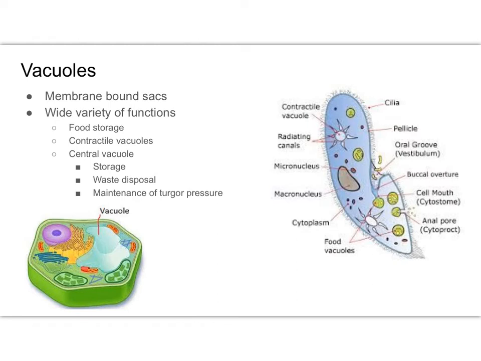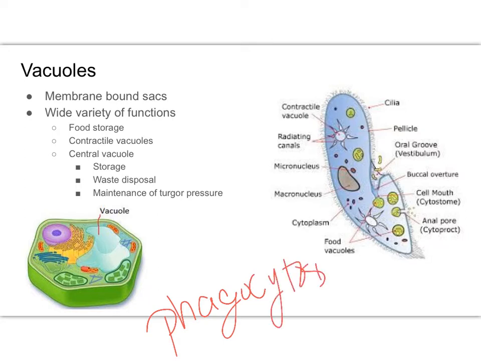Okay, so now that we have these proteins built and exited out of the cell, let's take a look at vacuoles. Vacuoles are another membrane-bound organelle. These are just membrane-bound sacs. They have a wide variety of functions. They can act for food storage. We've got certain cells and certain organisms that are unicellular. They take their food in by the process of phagocytosis.